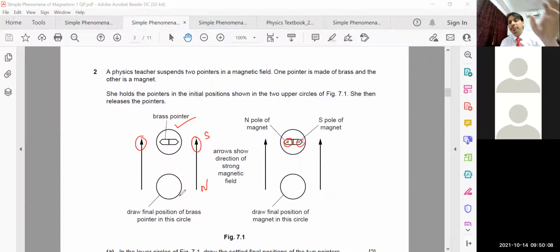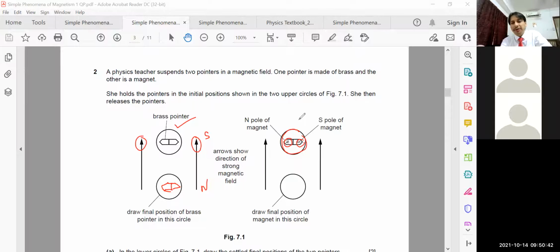What happens, children? The brass pointer is placed in the magnetic field. It's a non-magnetic material, so it won't experience any kind of force, any kind of magnetism, or any kind of deflection. So finally, you can draw the same diagram, the same pointer, the same arrangement. You have to draw the same diagram, so the brass pointer will remain in the same horizontal position. But what about the magnet?